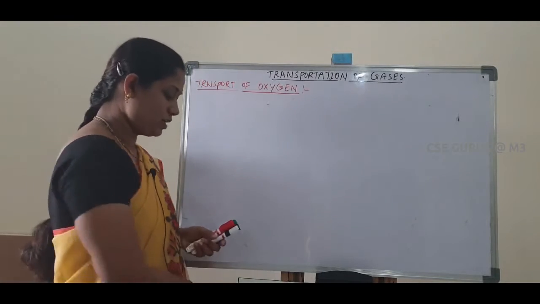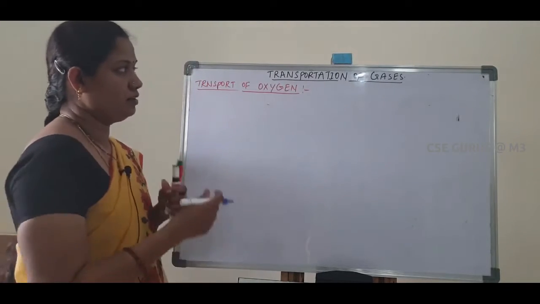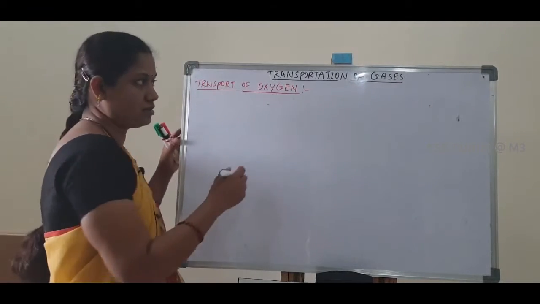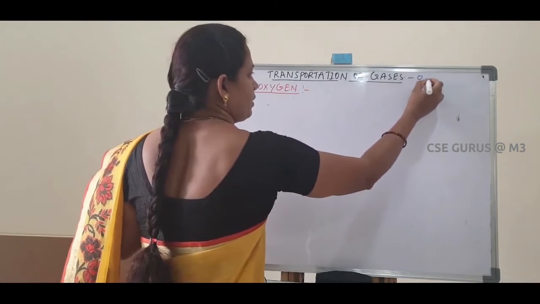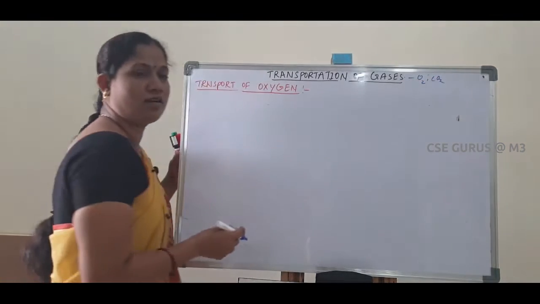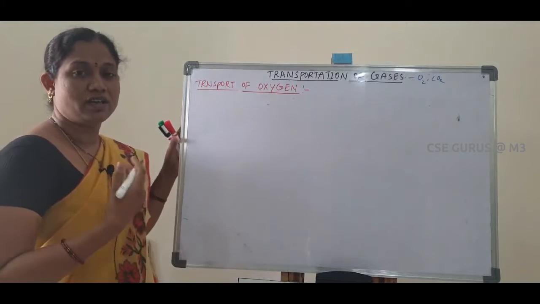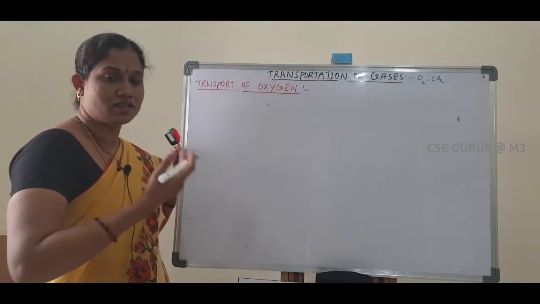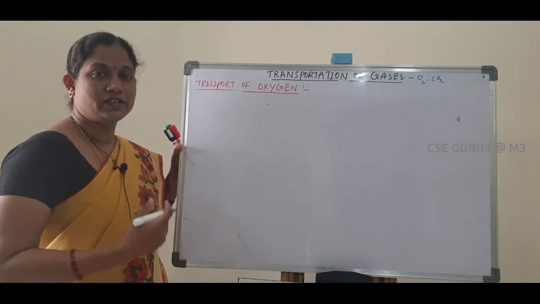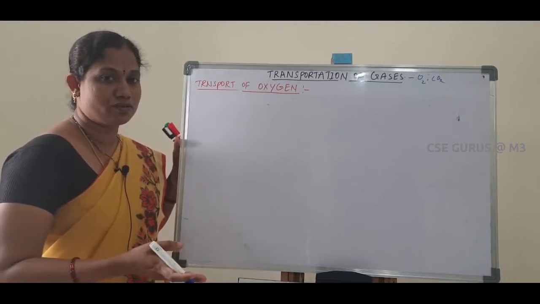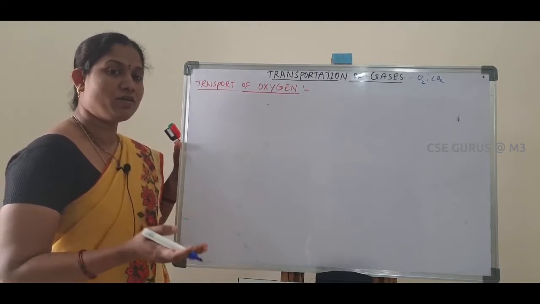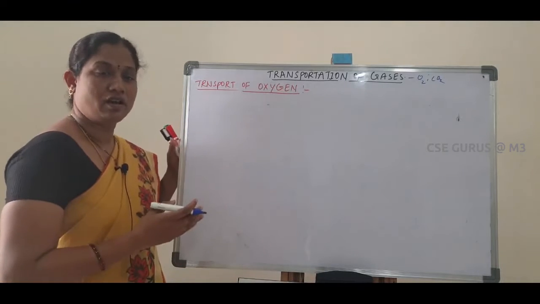Gases mainly transported by, gases means respiratory gases, oxygen and carbon dioxide. Oxygen and carbon dioxide are called respiratory gases. During inhalation, air enters inside. After inhalation, oxygen is diffused into the blood. At the same time, carbon dioxide is released into the air.